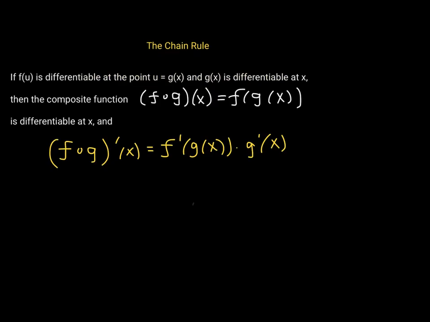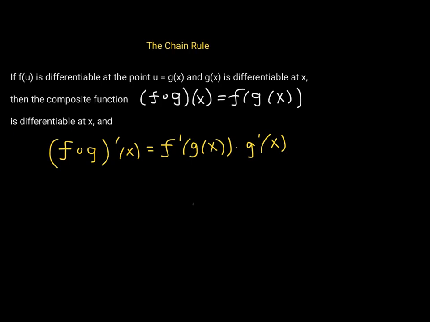In this lesson, we use a very popular rule called the chain rule to differentiate a composite function. Here's what the chain rule says. If f of u is differentiable at the point u, which is equal to g of x, and g of x is differentiable at x, then the composite function f composed with g at x, which is defined to be f of g of x, is also differentiable at x.